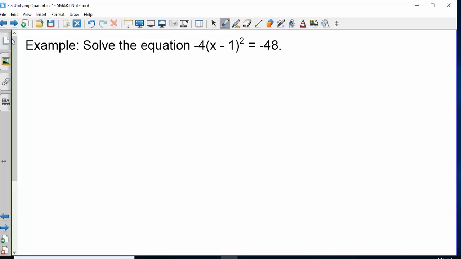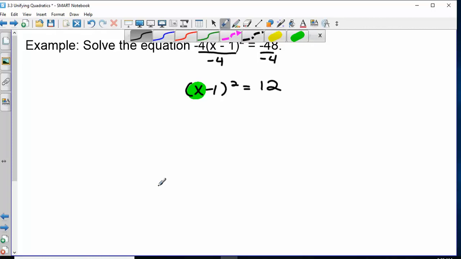Yes, -4 times (x minus 1) squared equals -48. All right. What would you do first on this one? We have two options. We could FOIL. What would happen if I just divided by this -4 on each side? Can you solve this for x without FOILing first? Yeah, we could do a square root method on this one because the only place I have an x is right here. So I could get that 1x by itself.